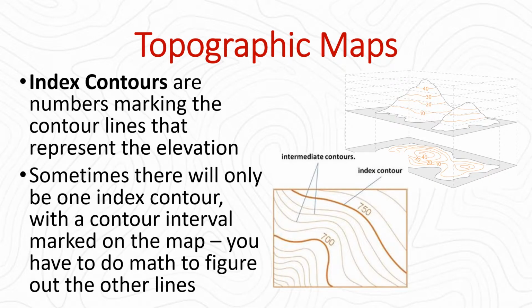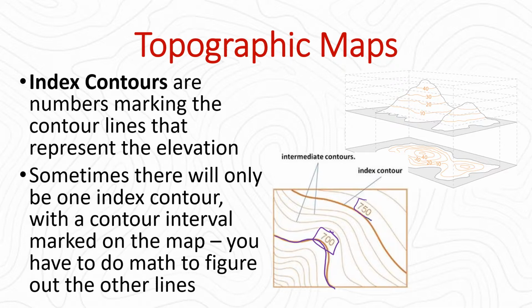Now, they also have lines on them called index contours, and these are numbers that mark what the contour line represents as the elevation. So this contour line here has an index of 700. That's probably 700 meters or 700 feet. Sometimes there's only one index contour with a contour interval marked on the map, and you have to do the math on the map to figure out the other lines.